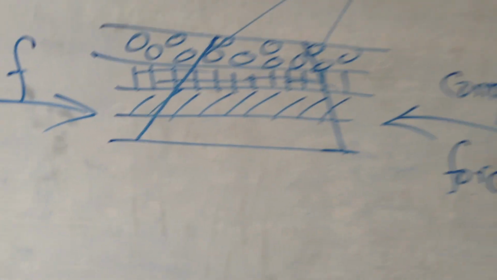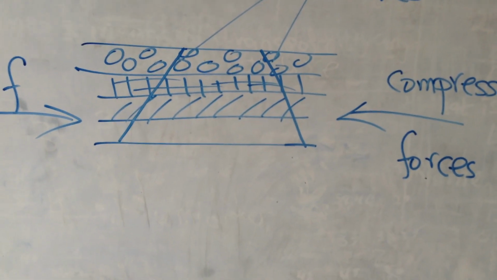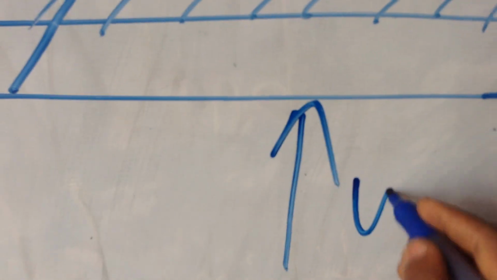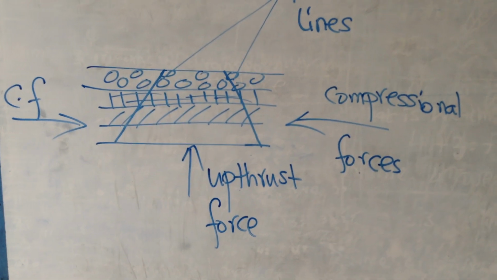So you have forces pushing against each other from either sides of the fault lines, and then in the middle you have upthrust. You have upthrust force. This is an upward force. So that is the first step that leads to the formation of block mountain.